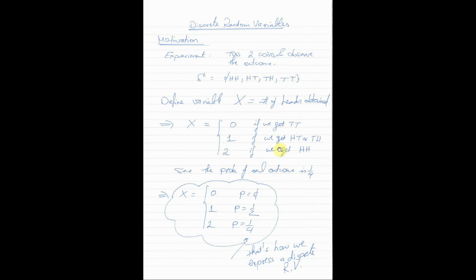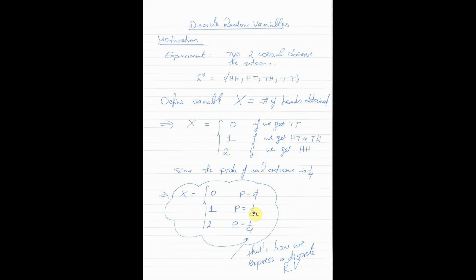Remember, the probability of each one of these outcomes is 1 over 4 because we have equally likely outcomes. It's a fair coin. We have equally likely outcomes, and we have 4 different outcomes. So each one has a probability of 1 over 4, and we talked about that in chapter 2. So the probability that x is equal to 0 is 1 over 4. The probability that x is equal to 1 is 1 over 2, because we have 2 outcomes that give us x equal to 1 here. 1 over 4 plus 1 over 4, so a half.